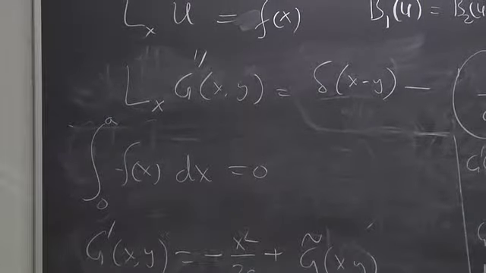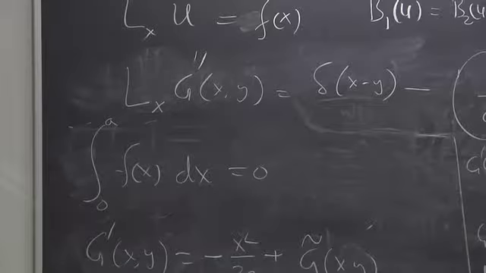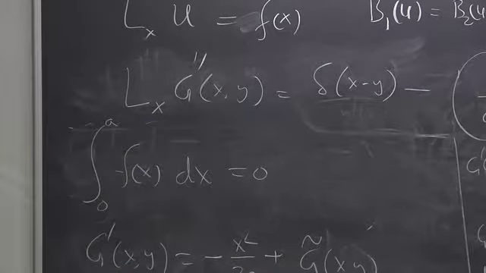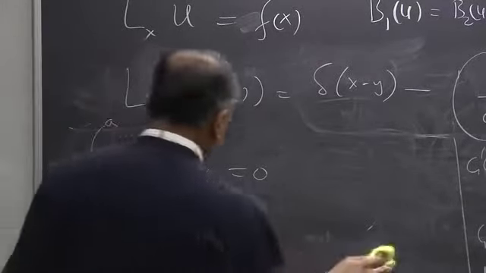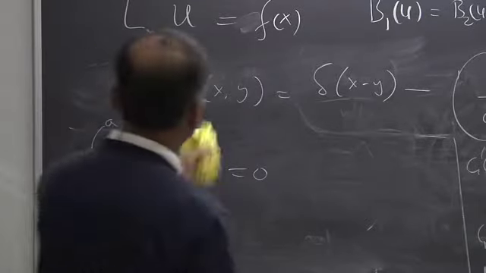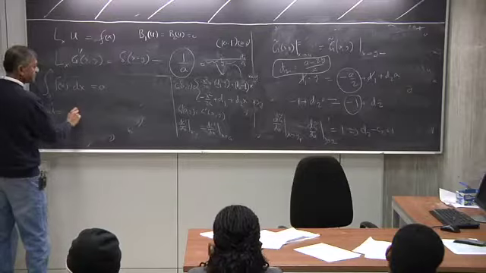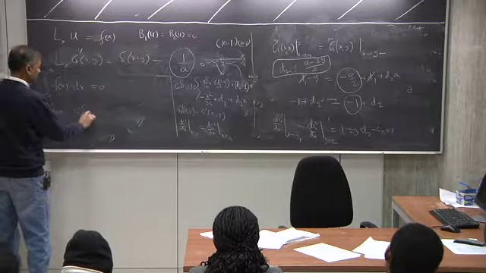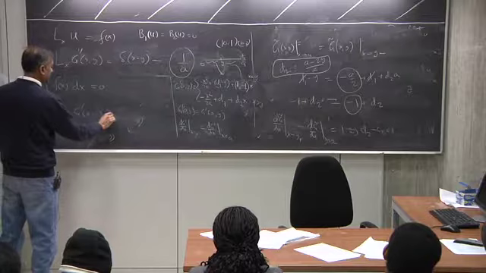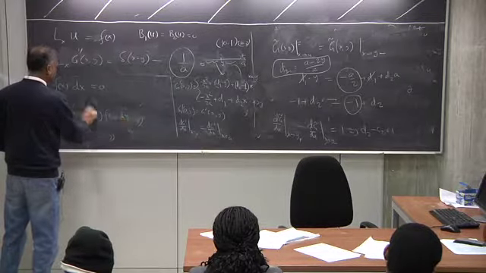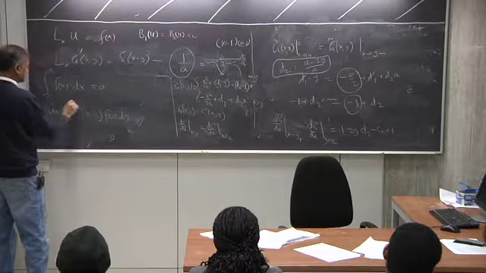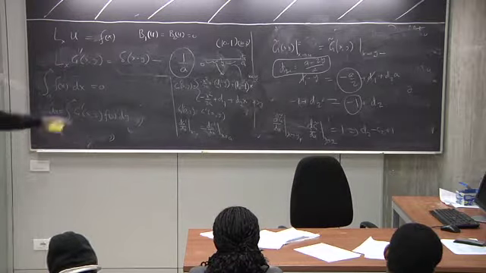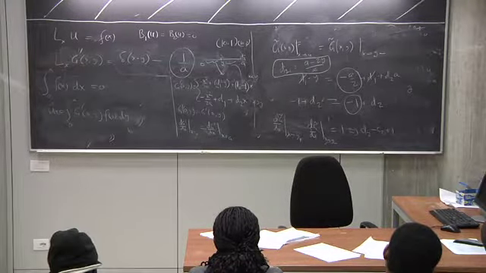Whatever the form of f you choose, it must satisfy this condition. Otherwise, there will be no solution to that equation, right? And in such a case, you can find the solution of u by taking g prime u of x equal to the integral of g prime xy f of y dy. W is 1, so this is from 0 to a, where g prime is given by that equation.